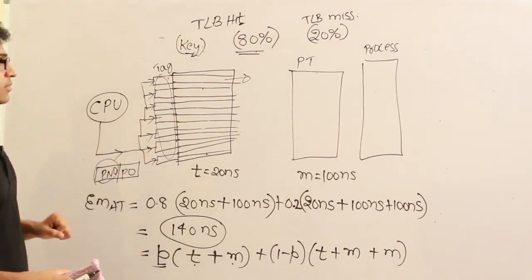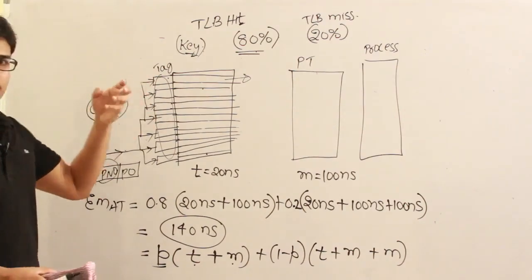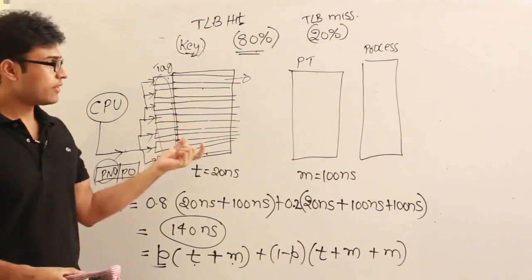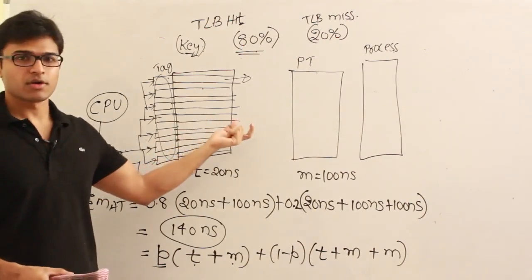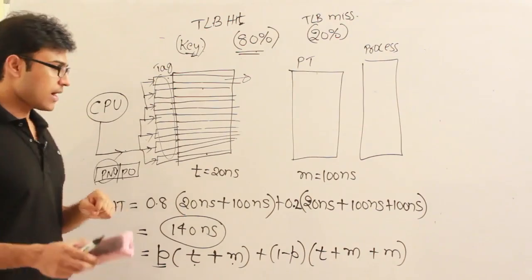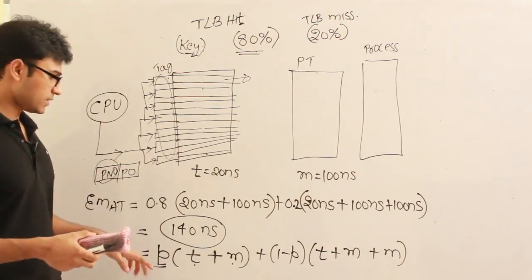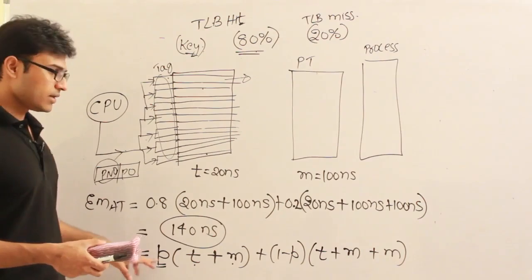Whatever levels of page tables there are, if the required page table entry is present in the TLB, then you need not look at the page tables at all. You can directly go to the process and get that. That is one thing. And in case there are various levels of page tables, if it is present in the TLB, nothing will change.